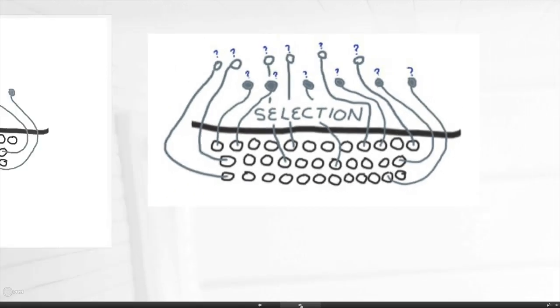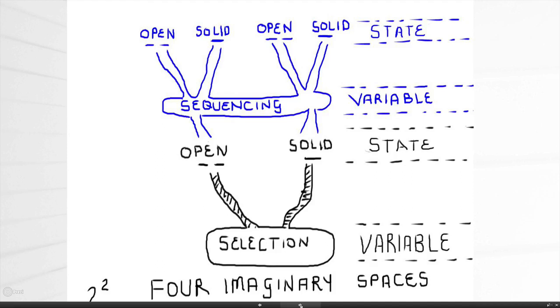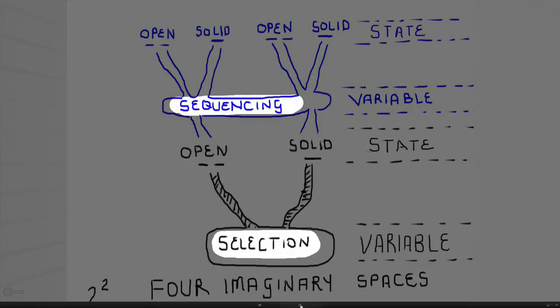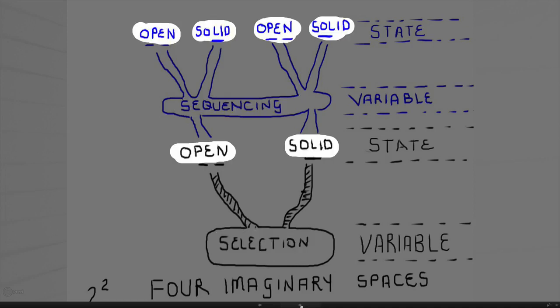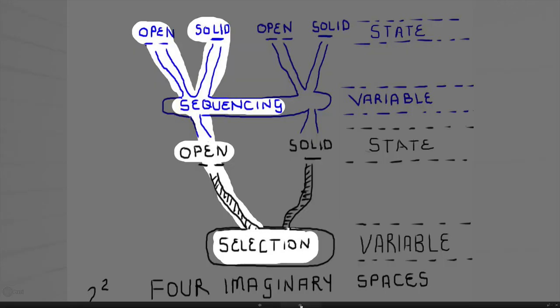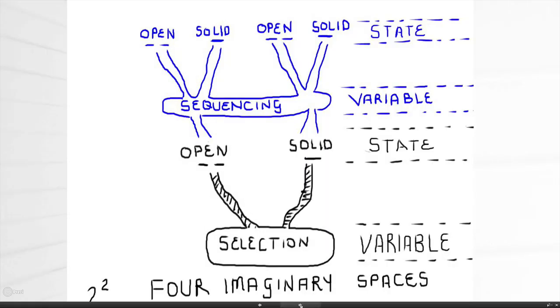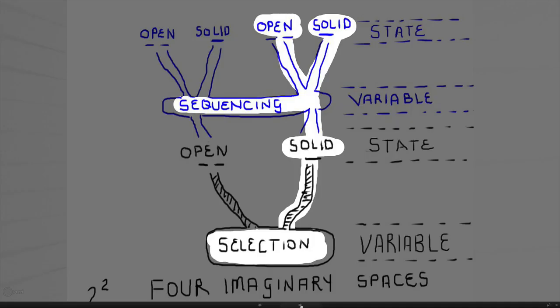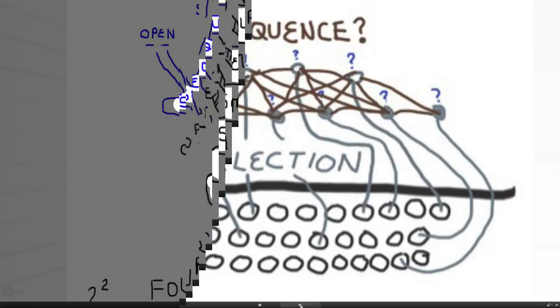Now, the art of educational analysis is when you move into a situation where you're working with two variables, not one. Notice that I've added sequencing onto selection, and now we have to think about what the possibilities are. You have four imaginary spaces produced by the two variables, selection and sequencing, and two states, open and solid. Read it from the bottom upwards. Start with selection. If it's open, you then move on to sequencing, which could be open or solid. If selection is solid, then sequencing could again be open or solid.